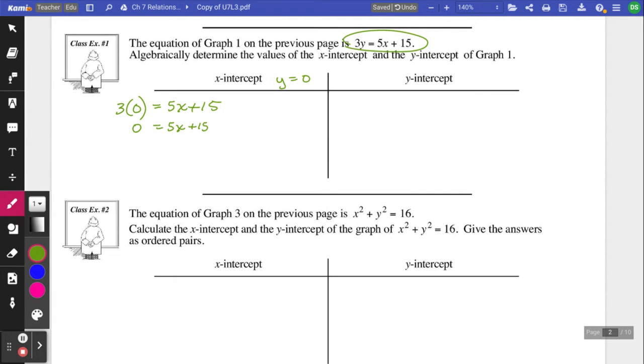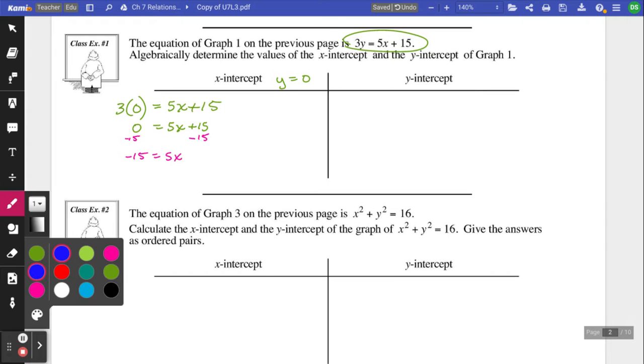First step? 0 equals 5x plus 15. How would you solve for x? Subtract the 15. Right on. So we get negative 15 equals 5x. Next step? Divide by 5 on both sides, correct. This becomes 1x equals negative 3. There, your intercept. If it says determine the value, like the coordinates, it would be negative 3, 0. That is your answer.